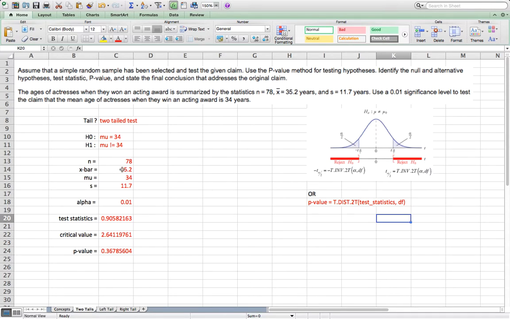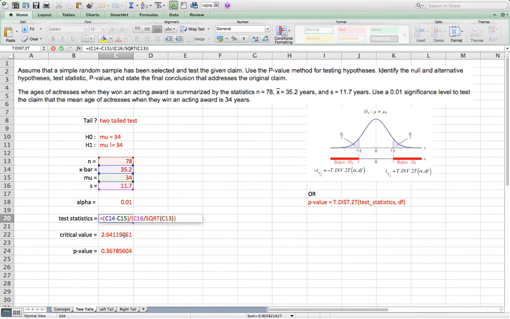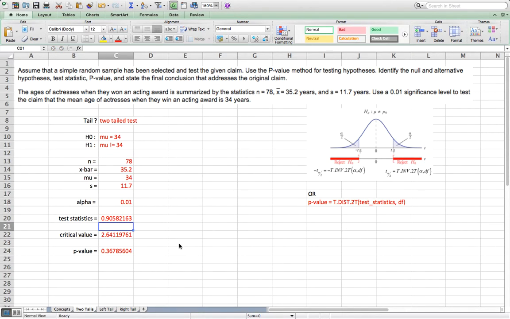Based on that, we first type in alpha equals 0.01, then the test statistic calculation is this. I will use x bar minus mu, since my x bar is in C14 and mu is in C15, then divide by s, which is in C16, divided by the square root of the sample size, which is in C13. So I use this formula to calculate the test statistic.